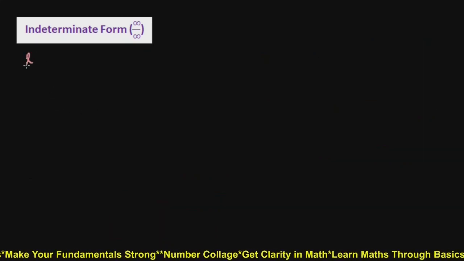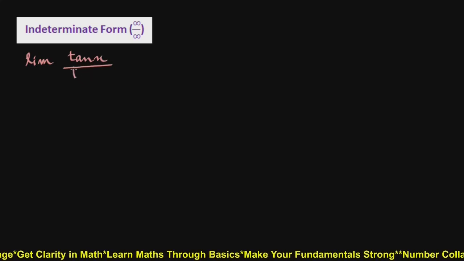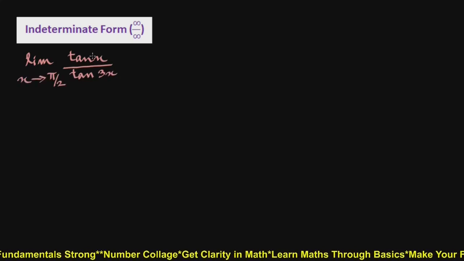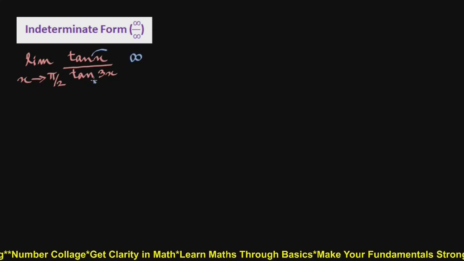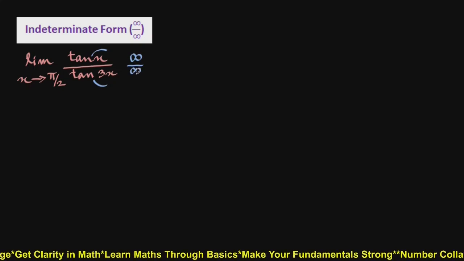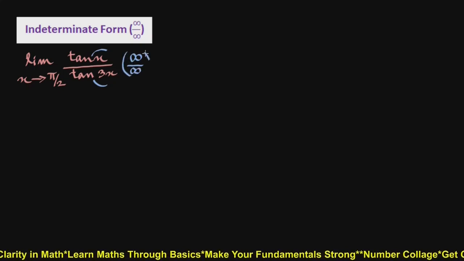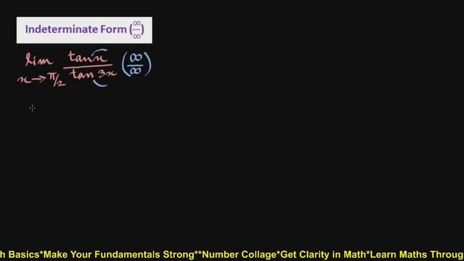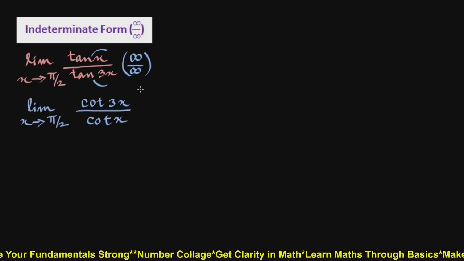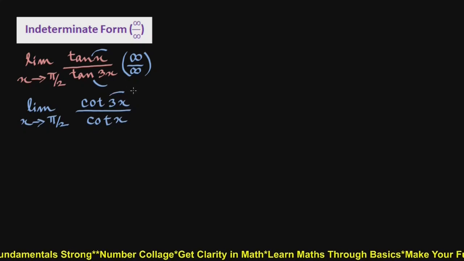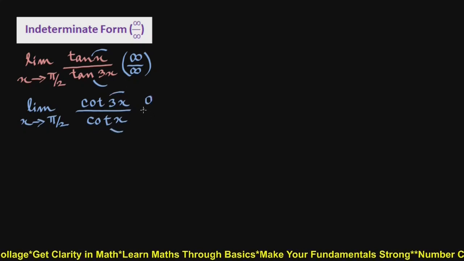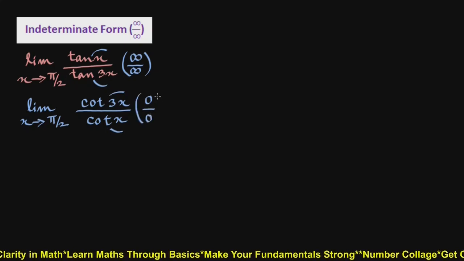Evaluate limit tan x upon tan 3x as x tends to pi by 2. Tan pi by 2 is infinity and tan 3 pi by 2 is also infinity. So this is infinity upon infinity indeterminate form. We will adjust the terms and write cot 3x upon cot x. Cot 3 pi by 2 is 0 and cot pi by 2 is also 0. So this is 0 upon 0 indeterminate form.